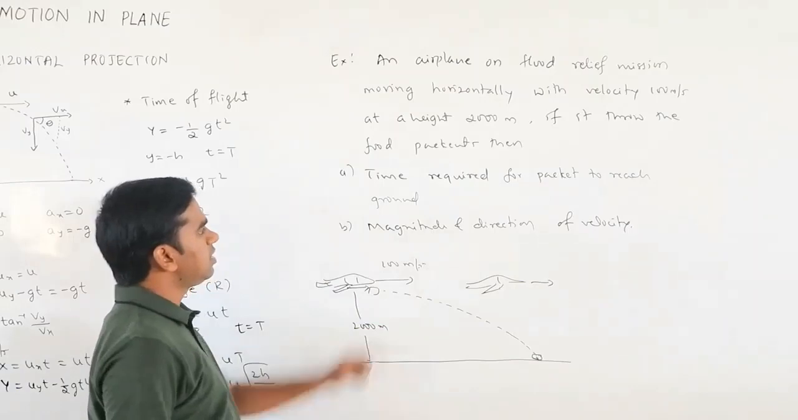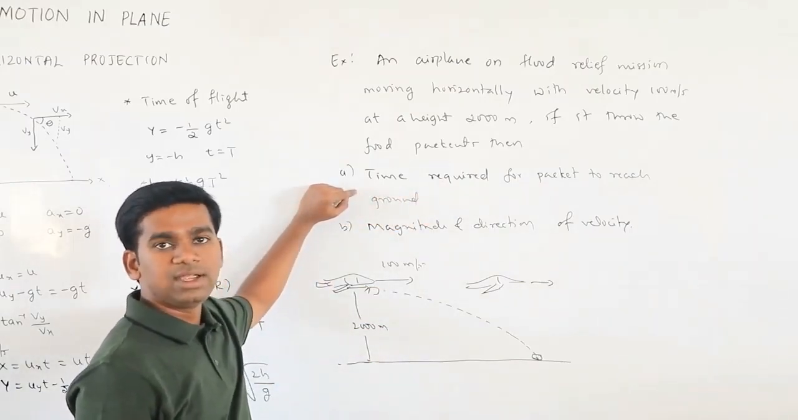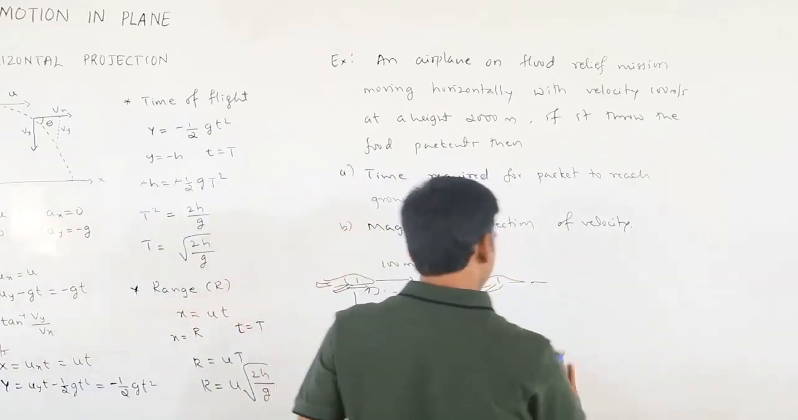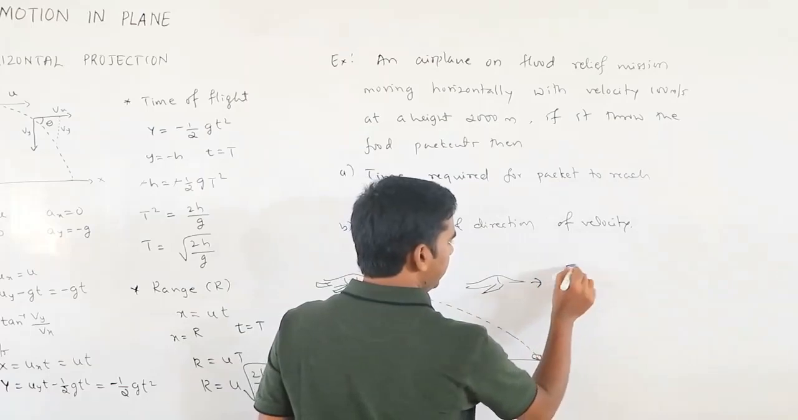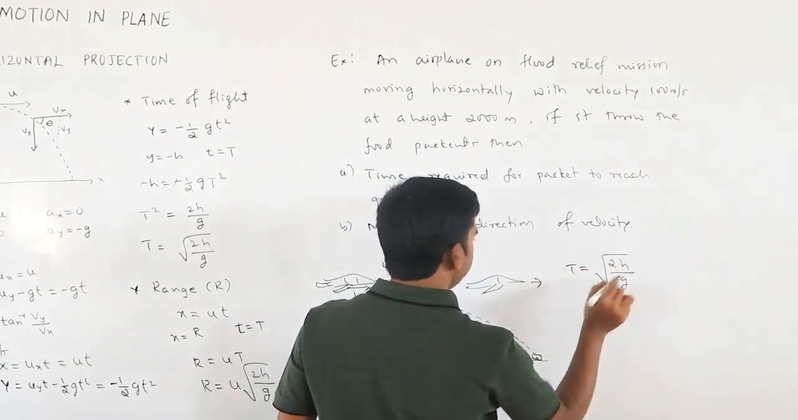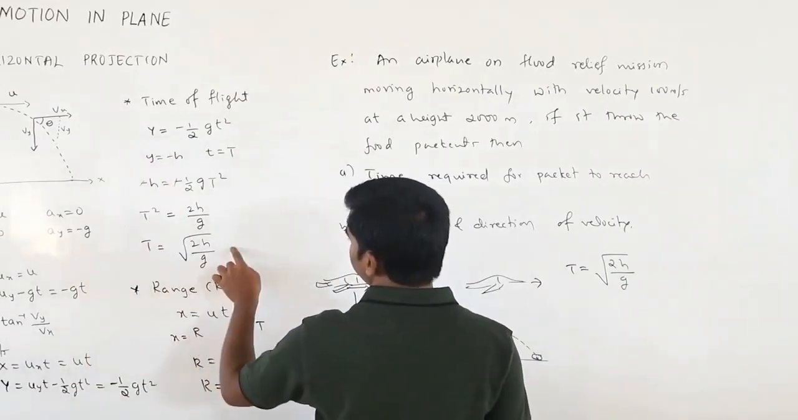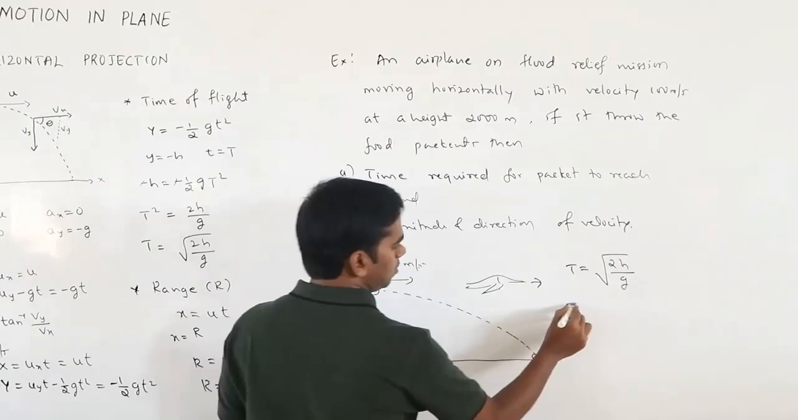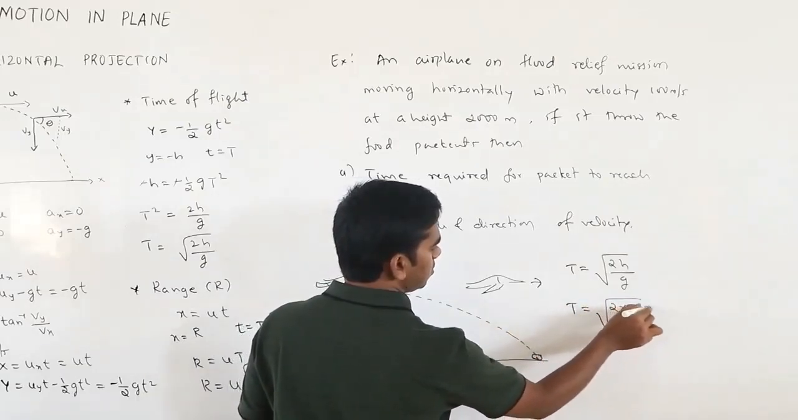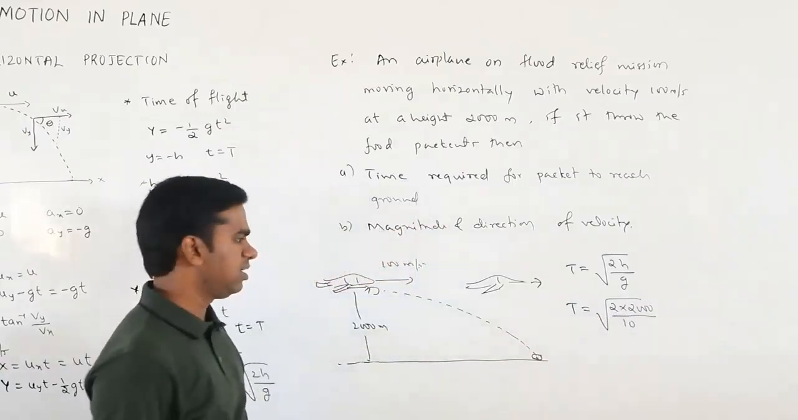What are they asking? Time required for the packet to reach the ground. That means they are asking time of flight. We have the formula for that. What is the time of flight formula? Time of flight is square root of 2h divided by g. Yes or no? Here it is, root of 2h by g. So t equals root of 2 into h, which is 2000, divided by 10. g is 9.8.